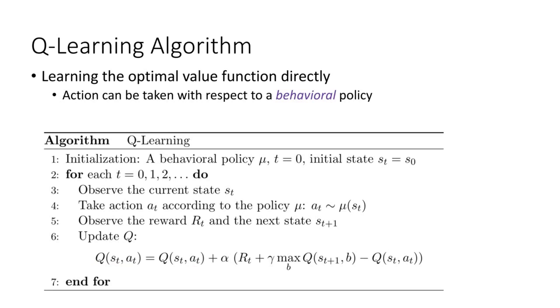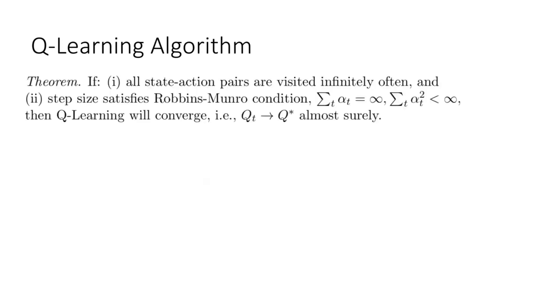You keep on taking the control action, you generate observation, you update your Q value. What will happen? You can show that under some conditions, the Q learning algorithm will converge to the optimal Q function. The conditions are as follows. If all state action pairs are visited infinitely often, that's a very important assumption. I'll come back to that right now.